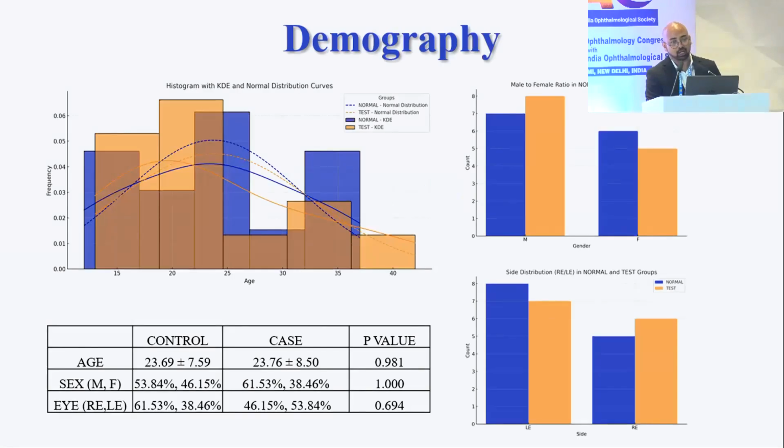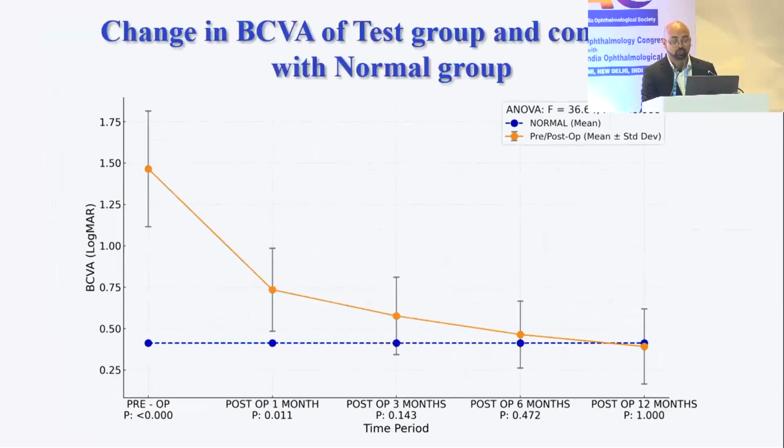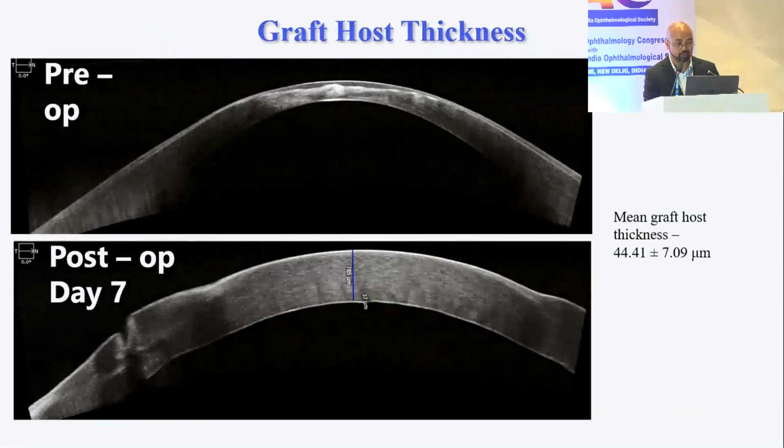As a result, demographically, the case and control are age-sex matched groups. Comparison shows that pre-operatively and post-operatively there is significant improvement in the results. The visual acuity improved over one year and is almost equivalent to normal patients. The CCT improved over time and was almost equivalent to the normal group after 1 year. The mean graft host thickness was 44 micron.